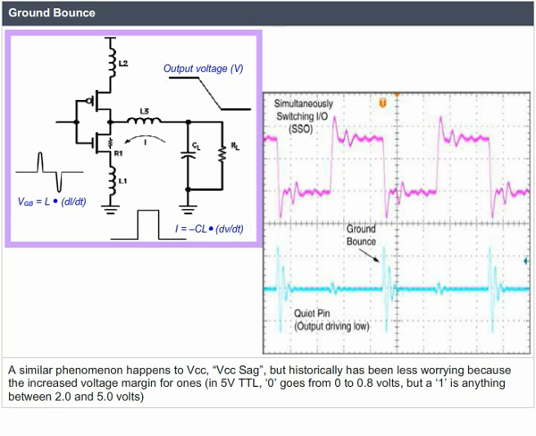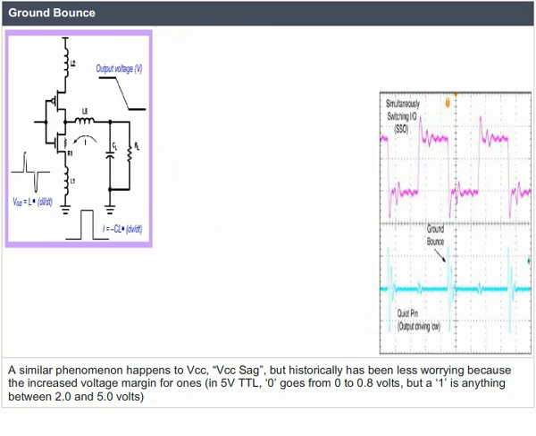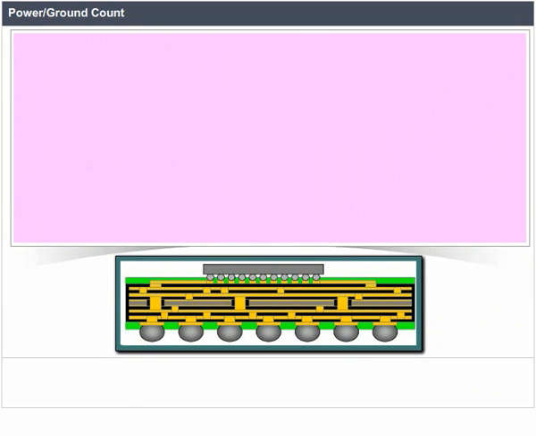In 5V TTL, a 0 goes from 0 to 0.8 volts, but a 1 is anything between 2.0 and 5.0 volts. Power and ground count.